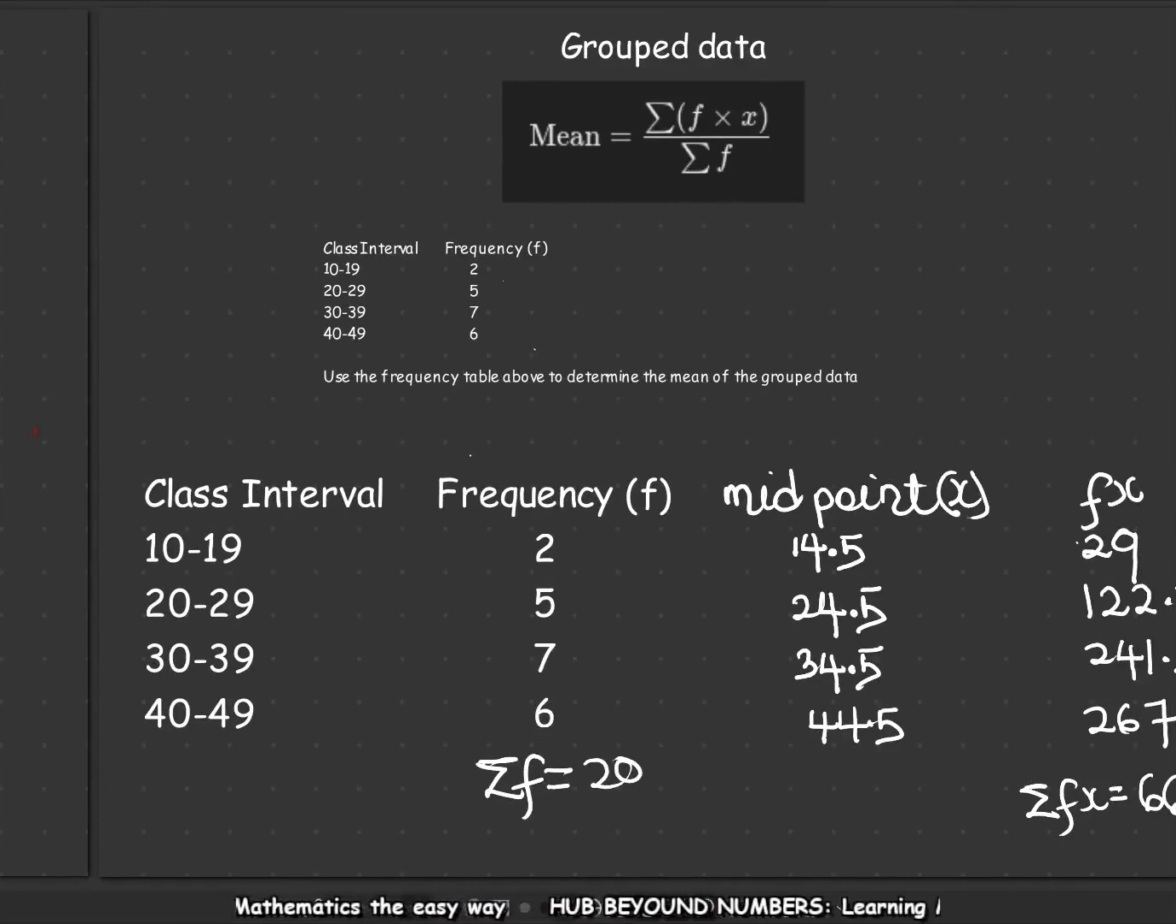Right? And if it's 33, then it means the mean is in this class over here. This class interval, the 30 to 39. The mean is in there, and it also has a frequency of 7. Right? Okay. So that ends it for this session.